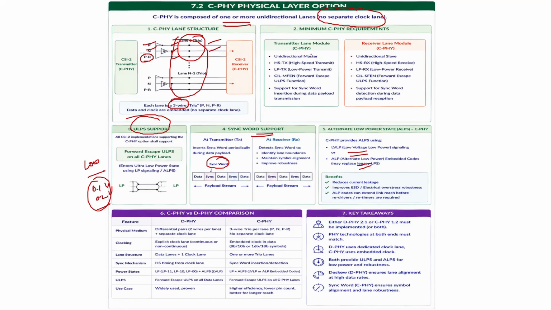And I told you, unidirectional master is there, unidirectional slave is there, and then high speed transmission lines and high speed receiving lines are there. Similarly, low speed low power transmitters and low power receivers are there. The same points repeat here, but in between, synchronous word support is there. In the payload time, all the lines will be synchronous. Clear?